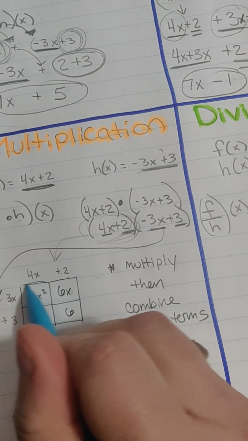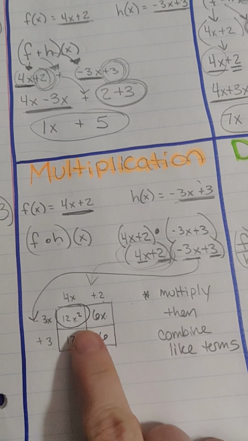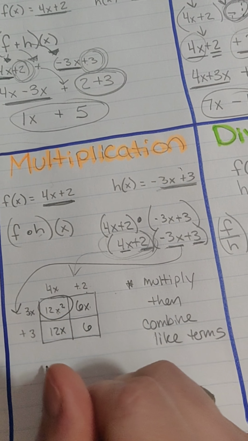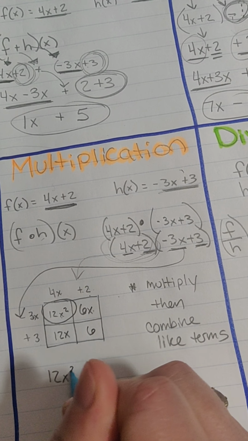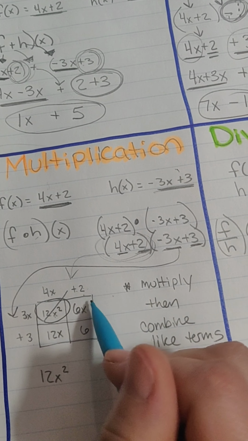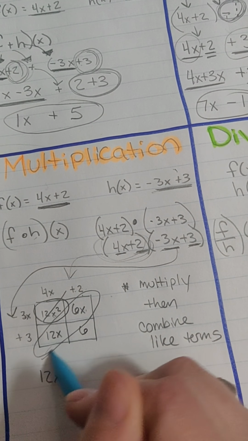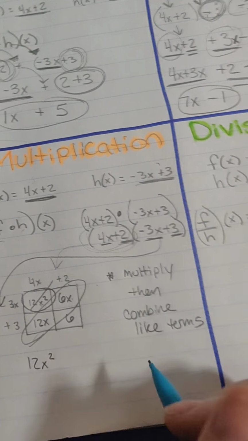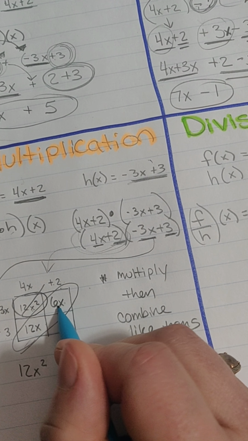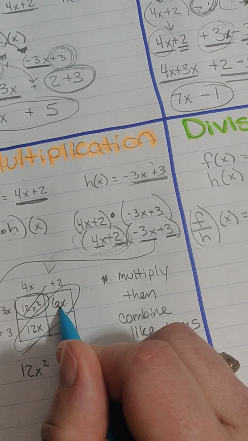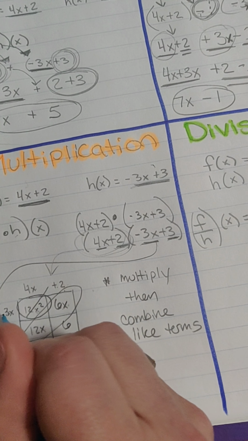Okay, so this is the only one with x to the second power. So I'm going to write 12x to the second power. That one's done. And these both have x's. I have 12x and 6x. I believe one of these should be negative. Oh, yep, this one's negative.